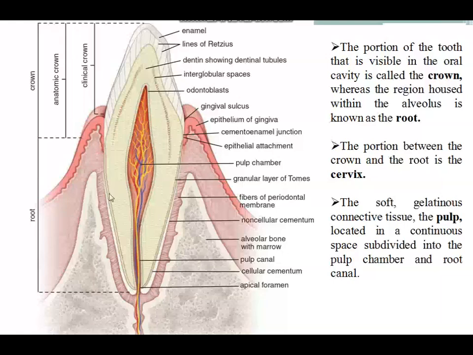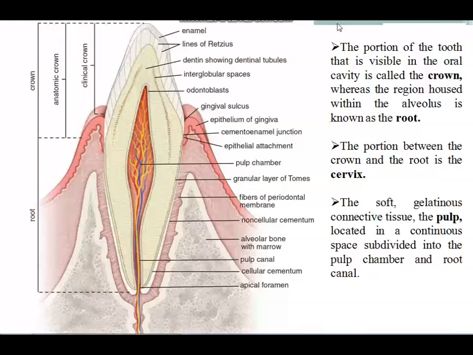So now let's talk about the enamellum. Enamellum is the hardest tissue of the human body. It is composed mainly of 96-97% inorganic substances, and it also includes organic substances, which are represented by the specific proteins enamellins, amelogenins, and ameloblastins.